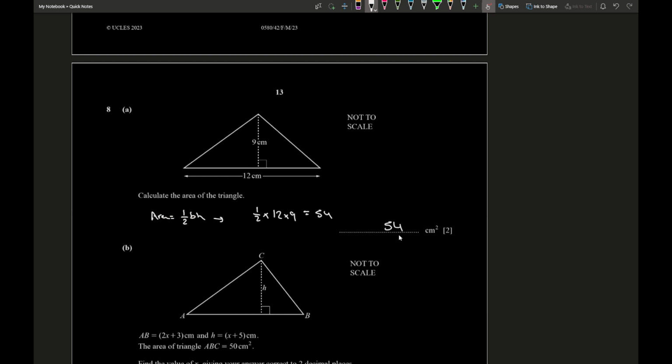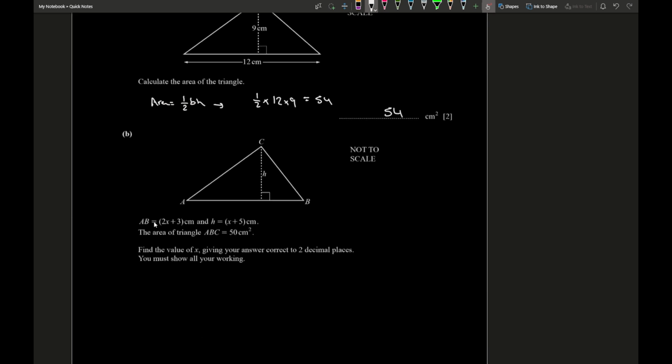Okay, for part B, AB is equal to 2x plus 3. It says the height is x plus 5. The area of this triangle is equal to 50 centimeters squared. Find the value of x, giving your answer correct to 2 decimal places.